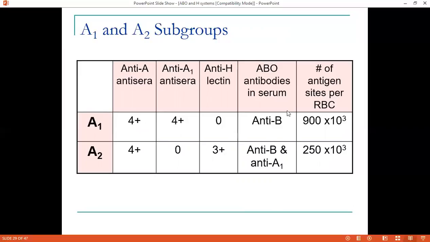And then, of course, with A group people, you would still see anti-B in their plasma or in their serum. But the main difference here is with the A2, as well as A2B people, they are able to develop an anti-A1 antibody.